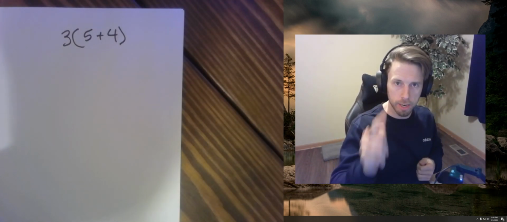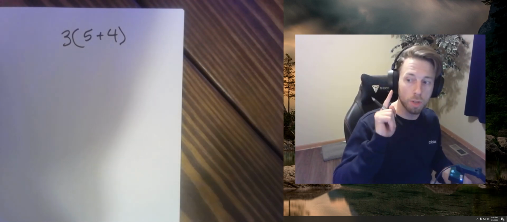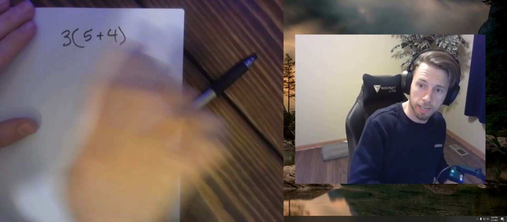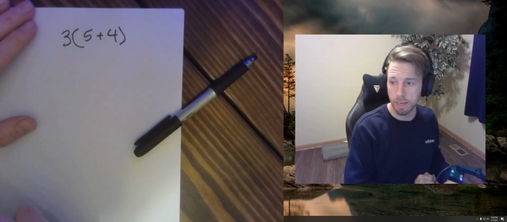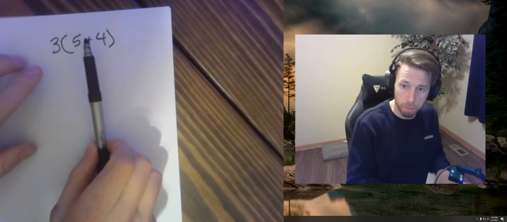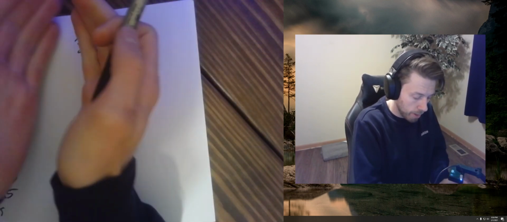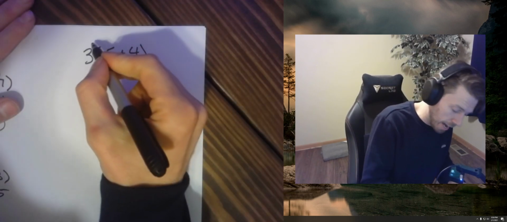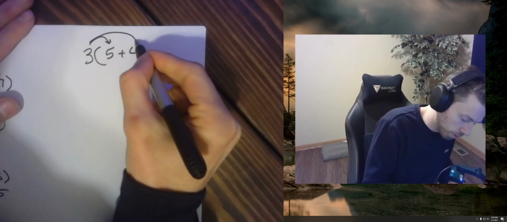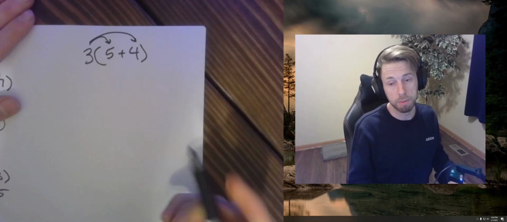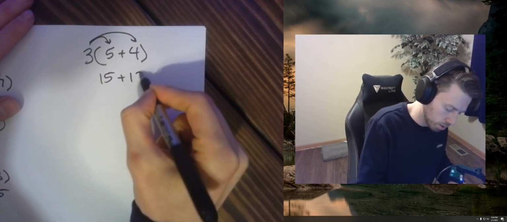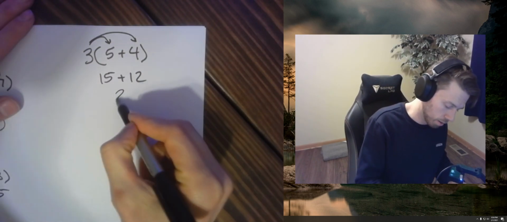But there is a rule that says you can multiply each of the numbers inside here by this 3 that's on the outside. Because we know that a number next to another number in parentheses means to multiply, right? So it's 3 times this stuff. We're actually allowed to multiply 3 times 5 and 3 times 4 and then add them together. 3 times 5 is 15 and 3 times 4 is 12. And if we add those together, we'll get 27.